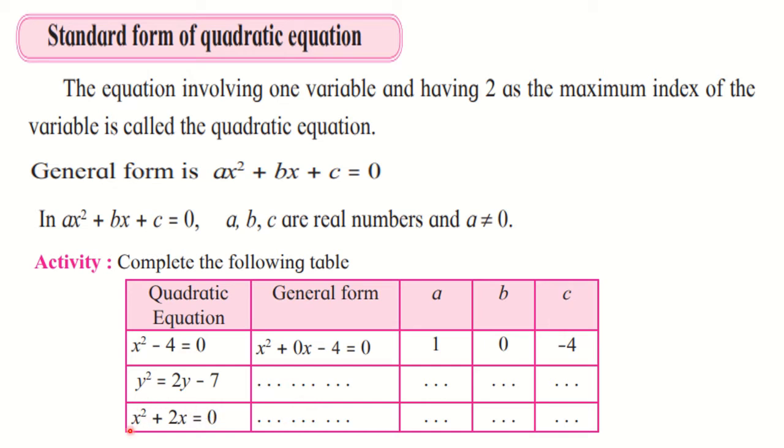Now see the third option here. X square plus 2x is equal to 0. Here also you can observe that only 2 terms are there. We want 3 terms. So the third, constant term is missing. So that constant term you will write. So how will you write down the equation? X square plus 2x plus 0 is equal to 0. Then you will write down the values of A, B, C. So here A is 1 again. B is 2 and C is 0. C is not present, so it is 0. So this way you can complete this activity.